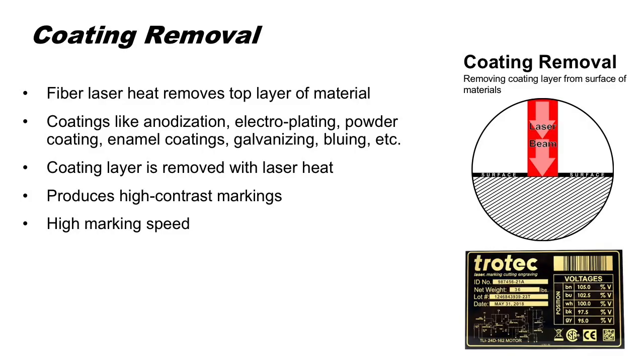The next is coating removal. Coating removal is the process of removing the coating from the surface of the material. Fiber laser heat removes that top layer of the material. Coatings like anodization, electroplating, powder coating, enamel coatings, galvanization, bluing, etc. The coating layer is removed with the laser heat. This produces a high contrast marking at an extremely high rate of speed.